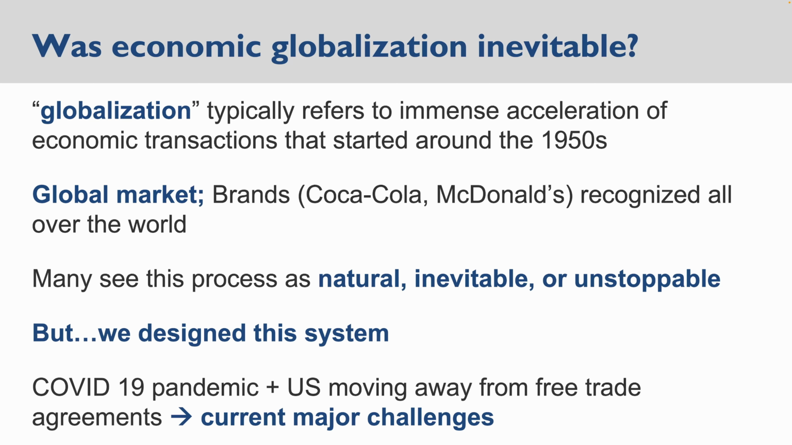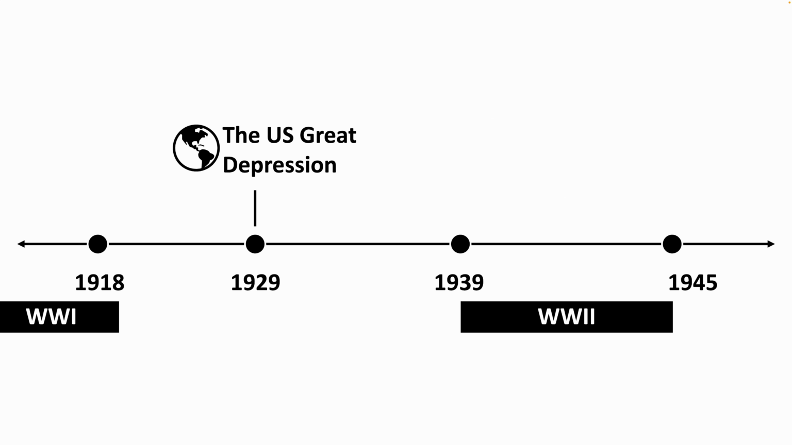We are seeing some major challenges to globalization in the last few years as a result of the COVID-19 pandemic, as well as the United States moving away from free trade agreements. In 1929, there was a Great Depression. That started in the United States, but affected the whole world because of connections in the economies of those different parts of the world. The Great Depression led to extreme difficulties around the world, with a lot of people losing their jobs and being unable to find new jobs. Companies and banks went bankrupt and closed down.